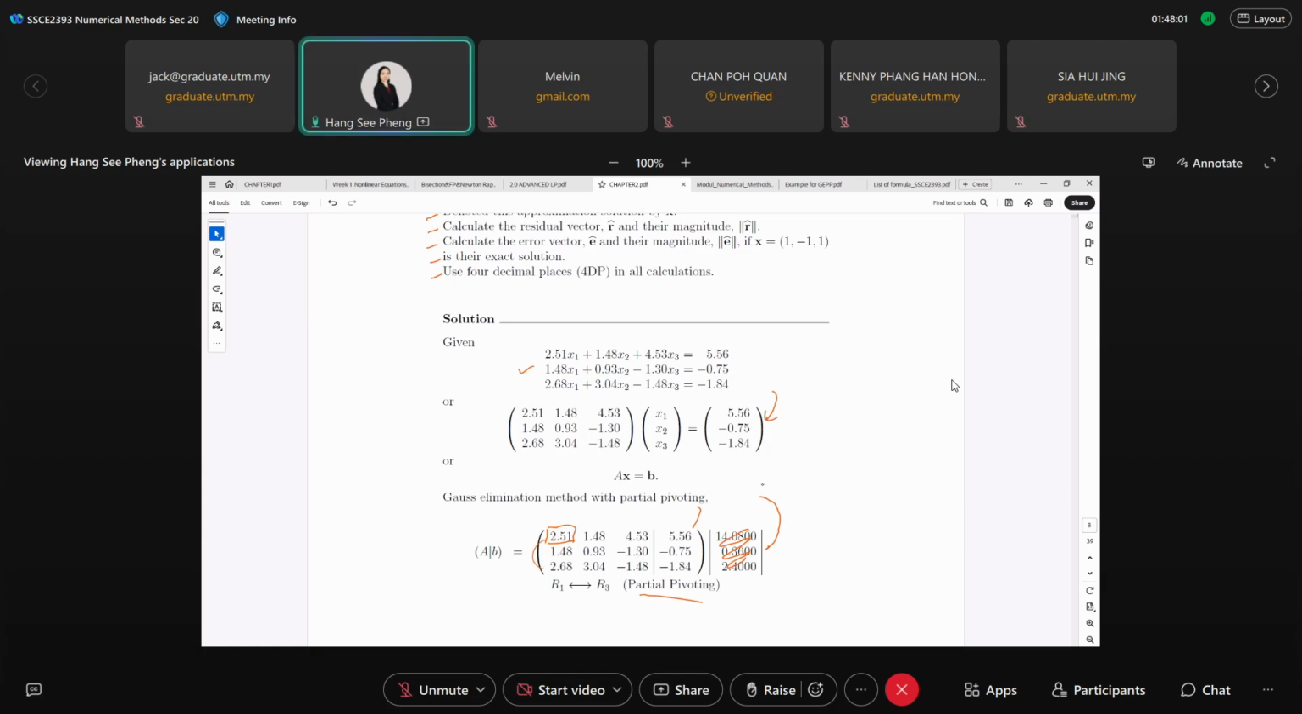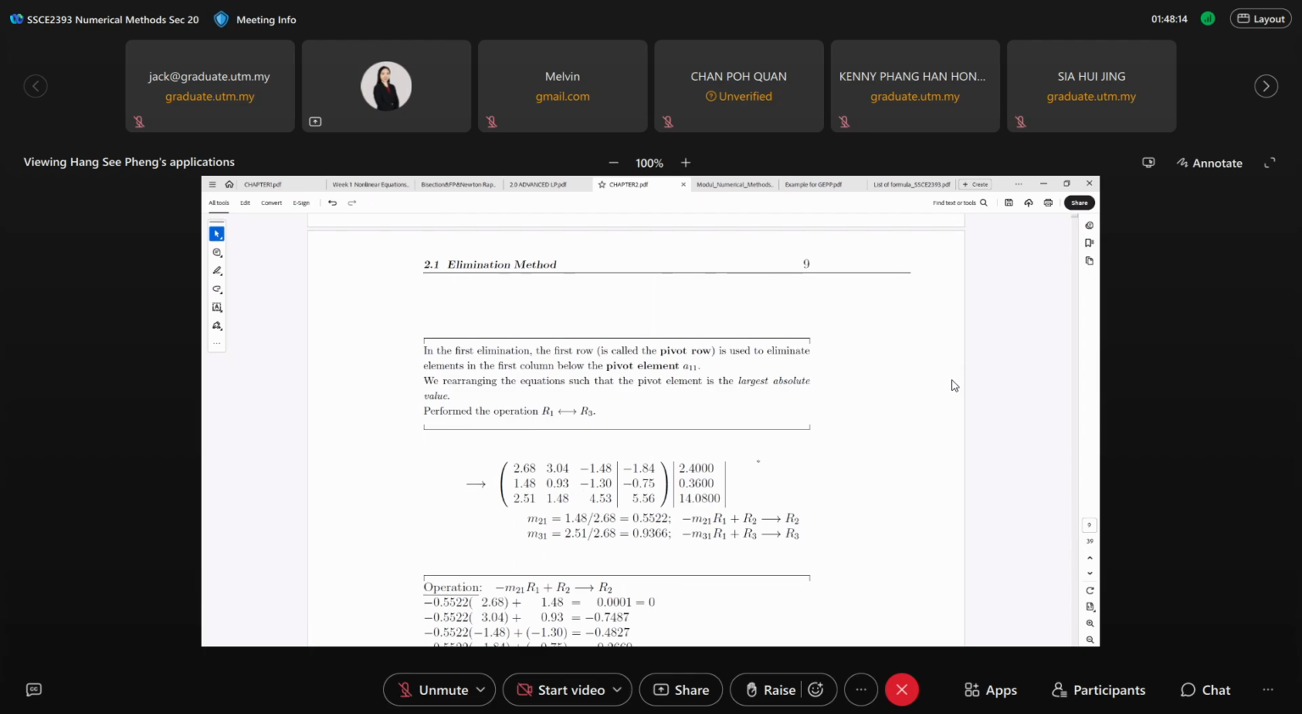You interchange the whole row, not only the numbers. So the whole row 3 interchanges with row 1. Now you will see what happened: this row is now located at the top and becomes row 1. Check again. Yes, this is the largest absolute value compared to the values below it. Then only we perform the Gauss elimination.